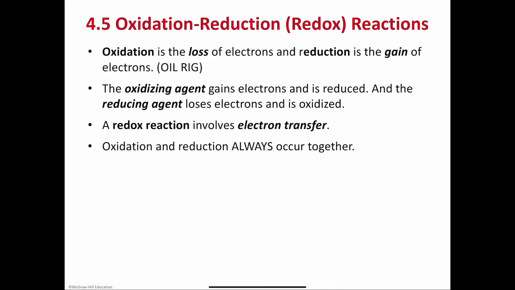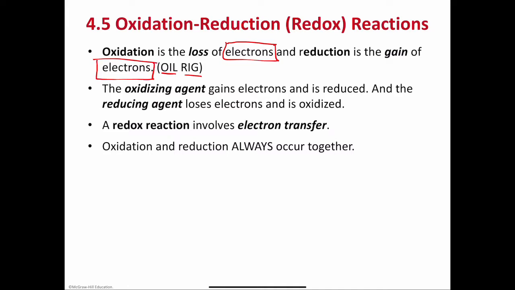Section 4.5 deals with oxidation-reduction reactions. Sometimes we refer to these as redox reactions. So oxidation is the loss of electrons and reduction is the gain of electrons. And we like to use this acronym here, OIL RIG. OIL stands for oxidation is losing and RIG stands for reduction is gaining. So oxidation is losing electrons and reduction is gaining electrons.